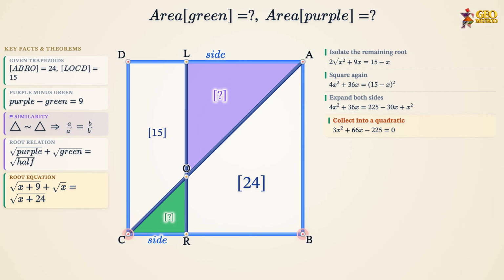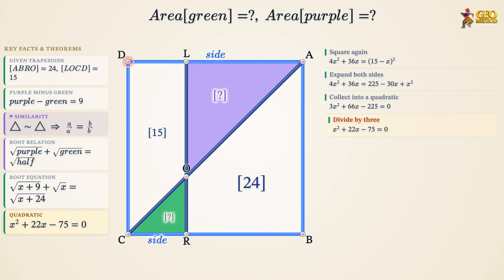Move every term to the left. 4x squared minus x squared is 3x squared, 36x plus 30x is 66x, and the constant is minus 225. That gives 3x squared plus 66x minus 225 equals 0. Every coefficient is a multiple of 3, so divide through by 3. The equation shrinks to x squared plus 22x minus 75 equals 0, a clean quadratic with small whole numbers.